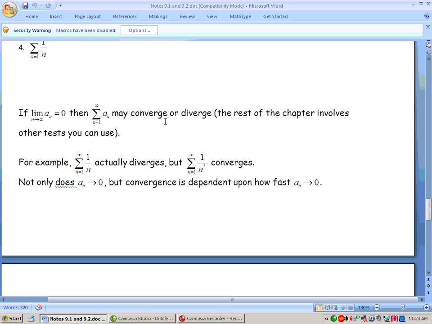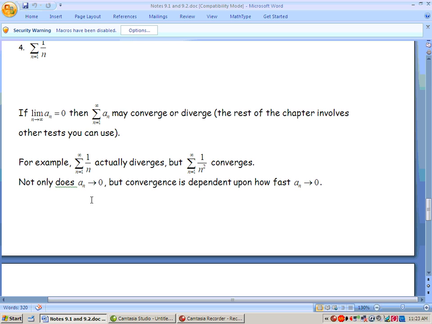So that's why we always want to start with the nth term test, because if the nth term does not approach 0, we can immediately say, okay, it diverges, I can move on. But if it approaches 0, we're going to have to do more. For example, the sum of 1 over n actually diverges, but 1 over n squared happens to converge. And we'll talk more tomorrow about why that is.